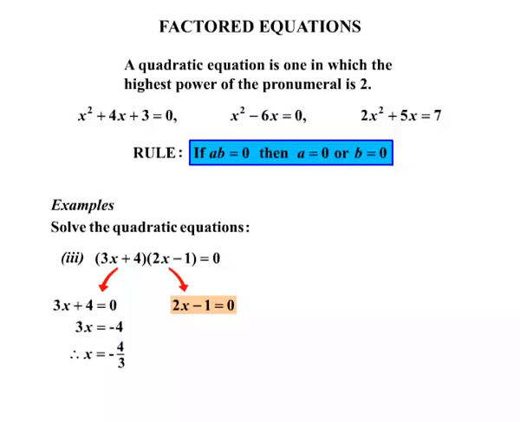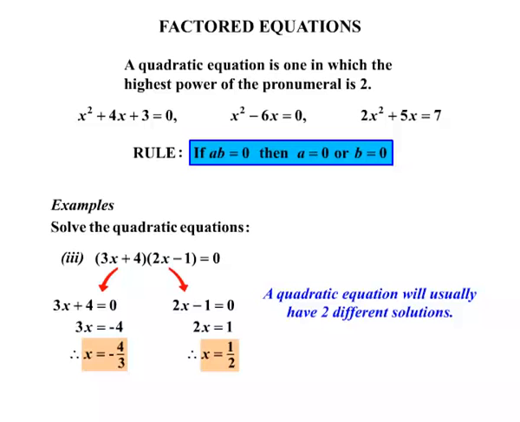Our other equation, 2x minus 1 equals 0. Take the minus 1 over, becomes positive 1. And if we have 2x equals 1, we divide both sides by 2 and therefore get that x equals 1/2. Excellent. So there are two solutions there. So just remember then, a quadratic equation will often have two different solutions.